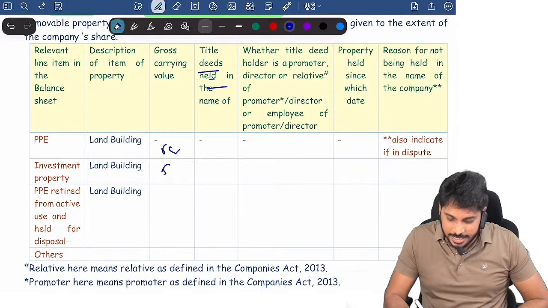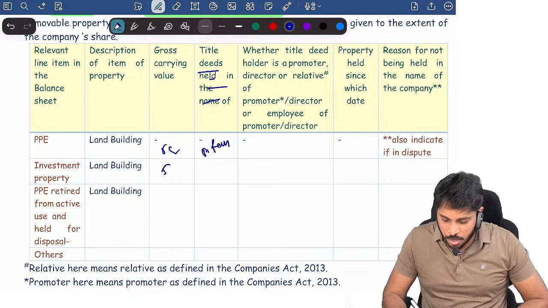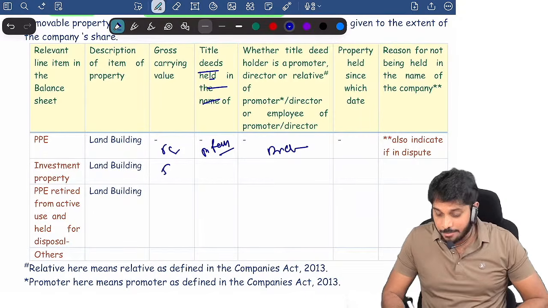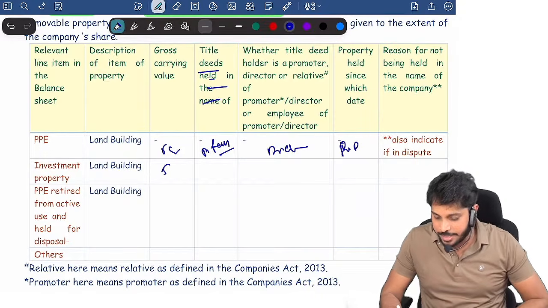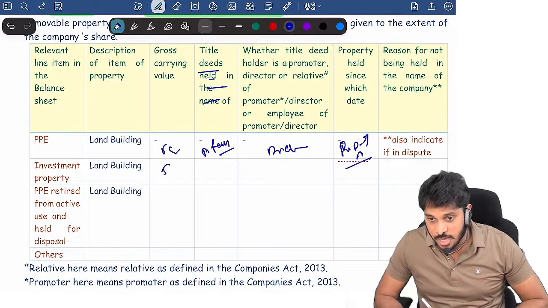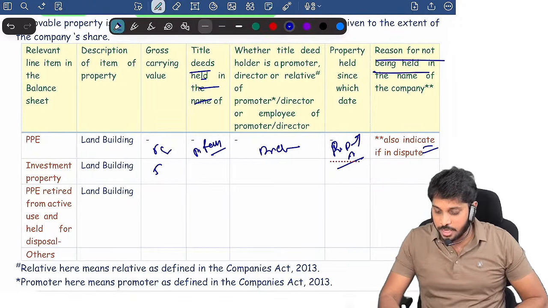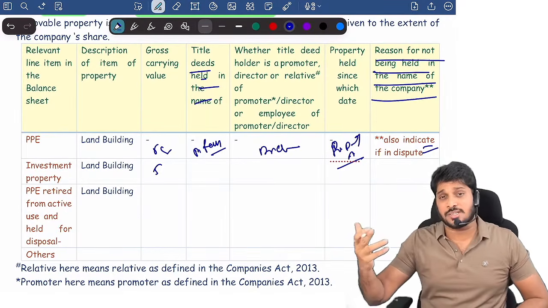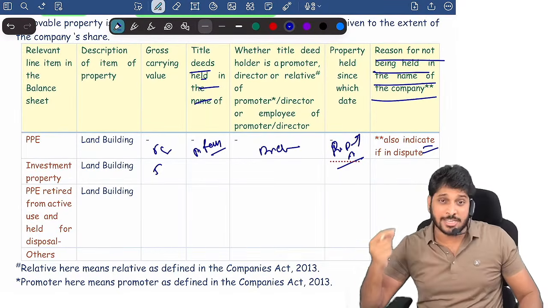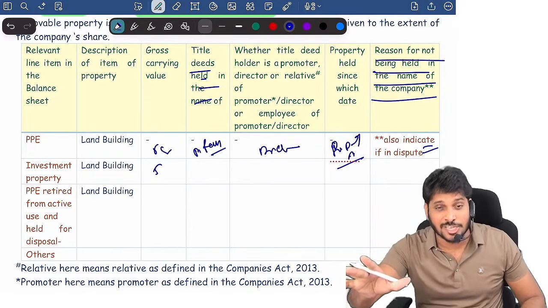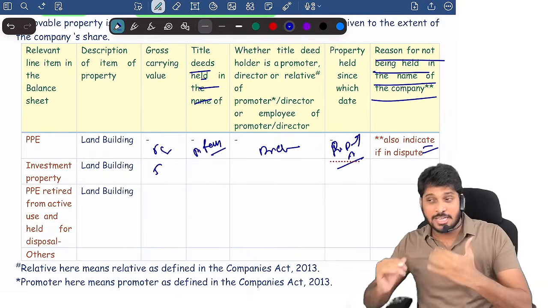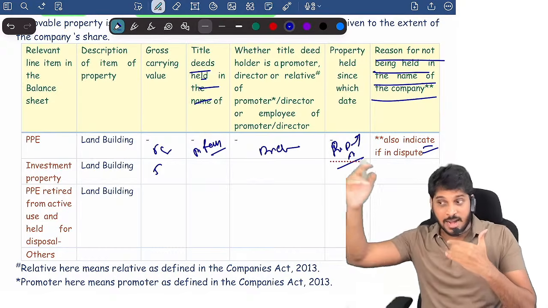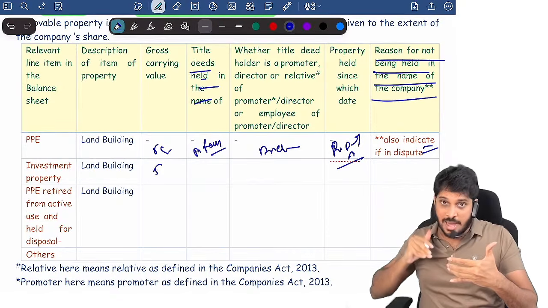Title deeds held in the name of Mr. Ram. Who is Mr. Ram? He is a director of the company. Property held from the date of purchase; give the date of purchase. Now also indicate why it was not held in the name of the company. It was held in the name of the director because it was in the company's interest, or for astrological reasons. Yes, guys, astrological reasons are also possible. Or maybe the company recently amalgamated, and the amalgamating company's property has to be transferred to the amalgamated company.